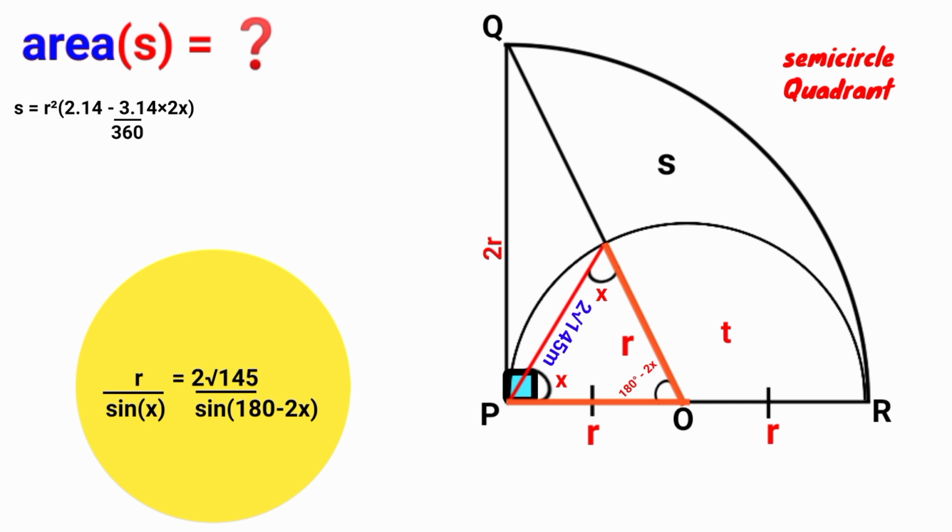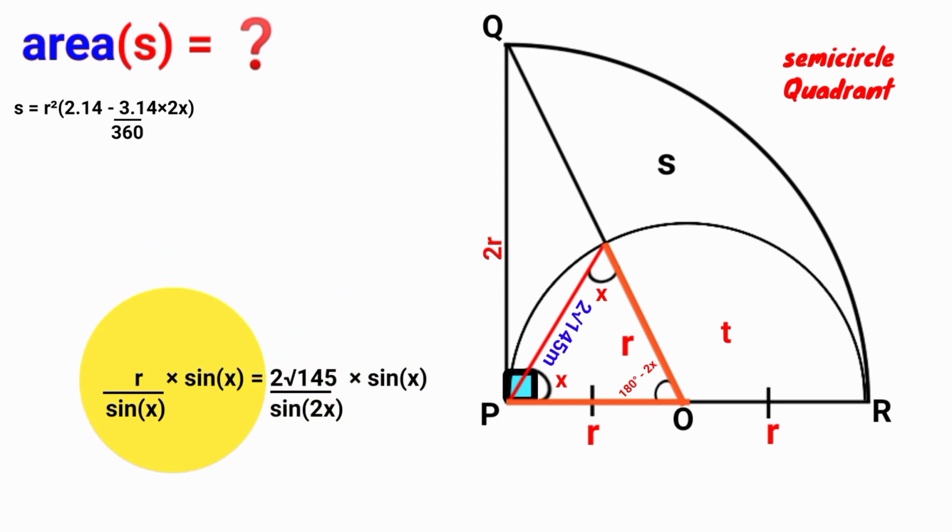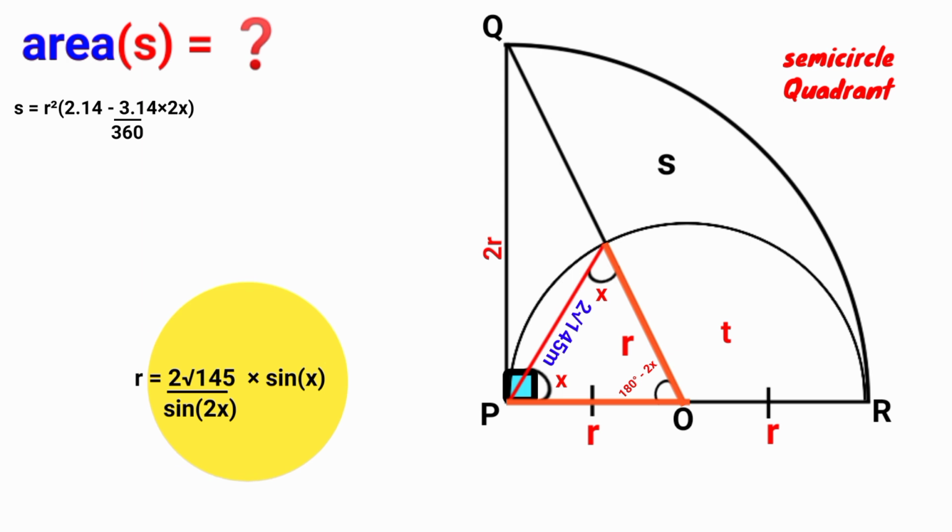From trigonometry, we know the sine ratio of 180 degrees minus any angle is equal to the sine ratio of that angle. So sine of 180 degrees minus 2x will be equal to sine 2x. So R over sine x equal to 2 root 145 over sine 2x. Multiply both sides by sine x. Here sine x cancels sine x, while here 2 root 145 over sine 2x multiplied by sine x is 2 sine x root 145 all over sine 2x. So R equal to 2 sine x root 145 all over sine 2x.